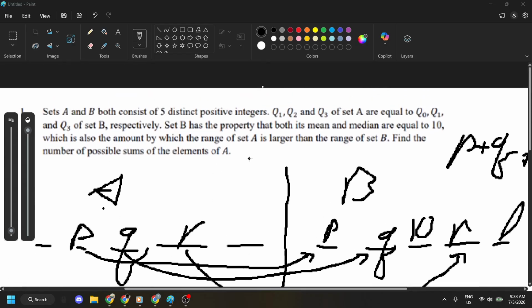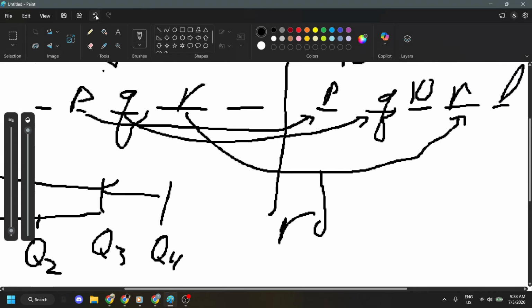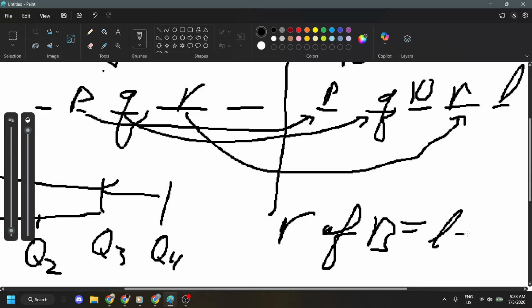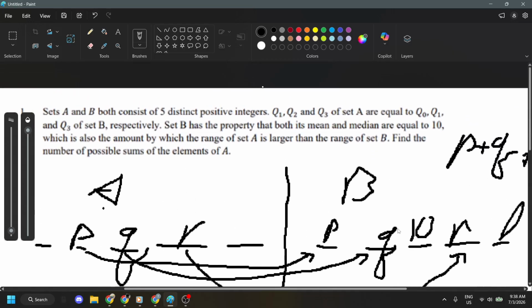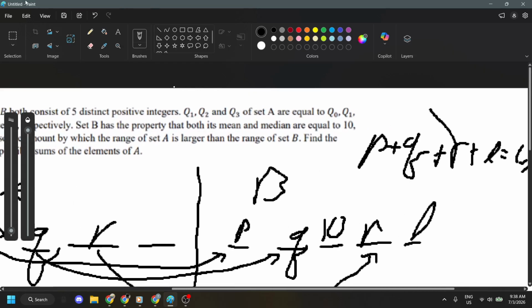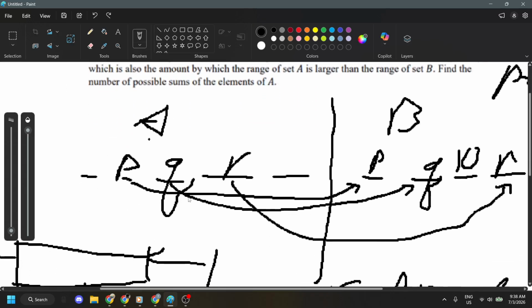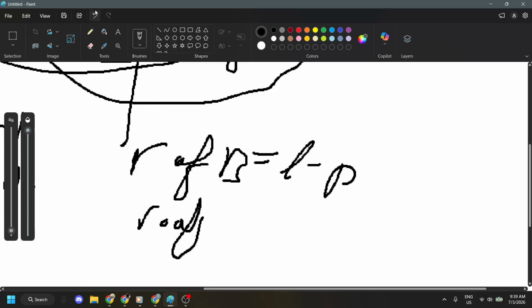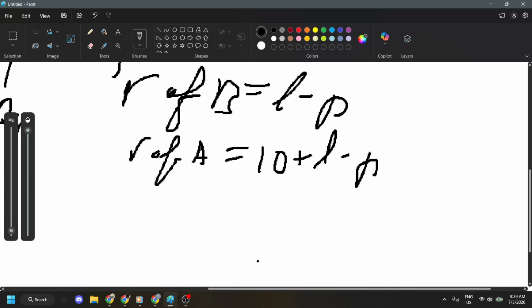So the range of set A is, so the range of B is equal to L minus P. So what we're bounded by is the bottom and the top here for A. So, okay, we know that the range of A is equal to 10 plus L minus P. Okay.